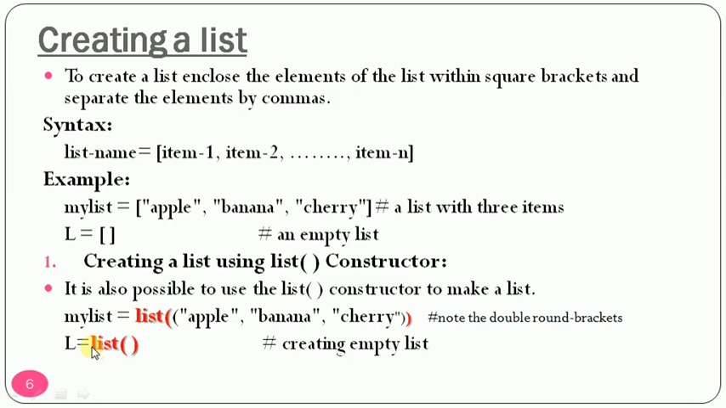Now, to create an empty list, I can use it in this way. Instead of writing like this, you can use this method also. L equals list, then the brackets. Without any element, we are creating an empty list here.